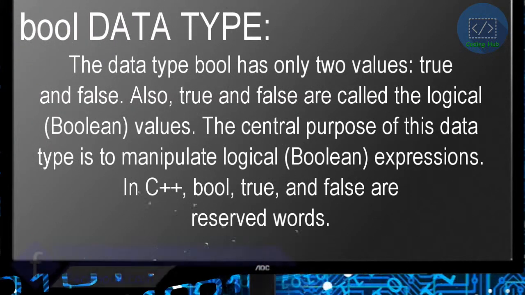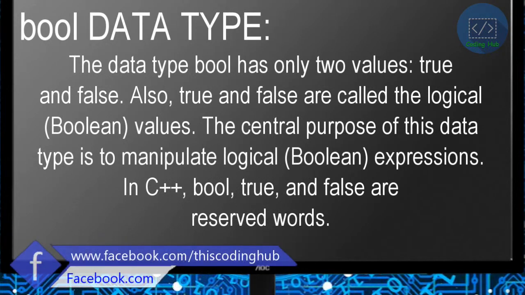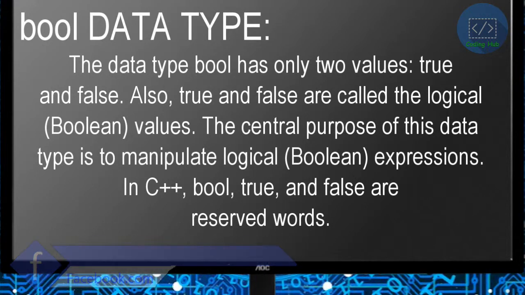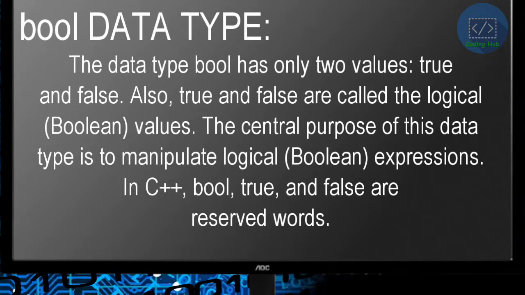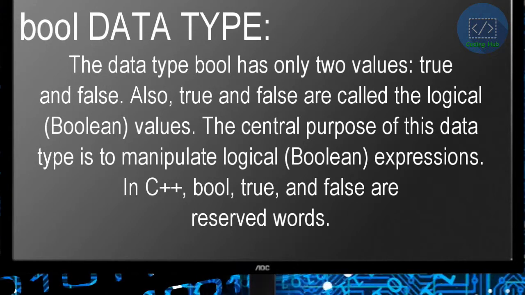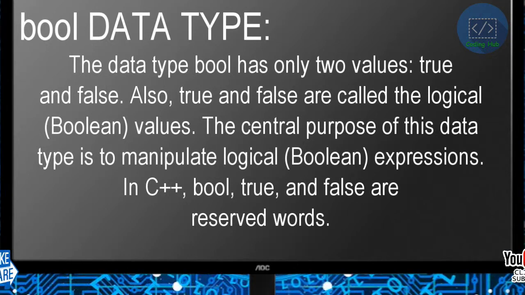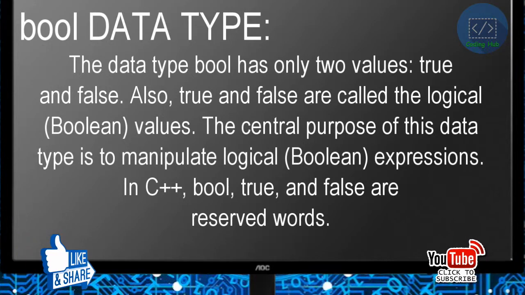Bool data type. The data type bool has only two values, true and false. Also, true and false are called the logical, Boolean, values. The central purpose of this data type is to manipulate logical, Boolean, expressions. In C++, bool, true, and false are reserved words.